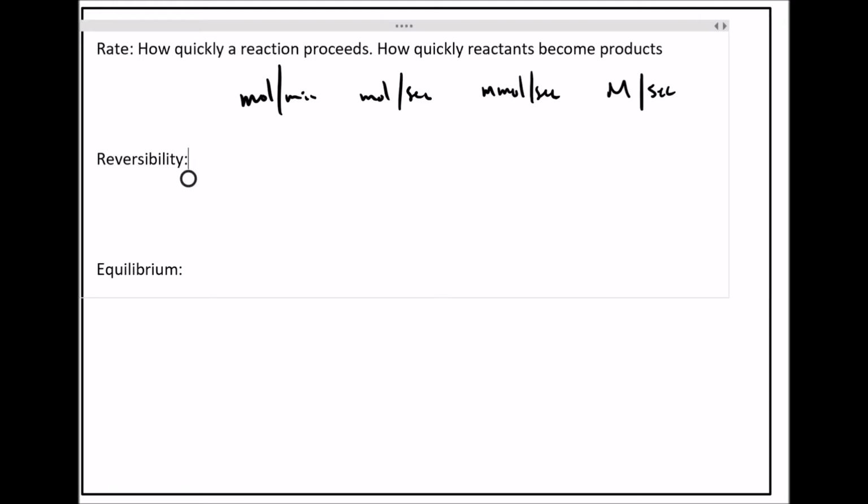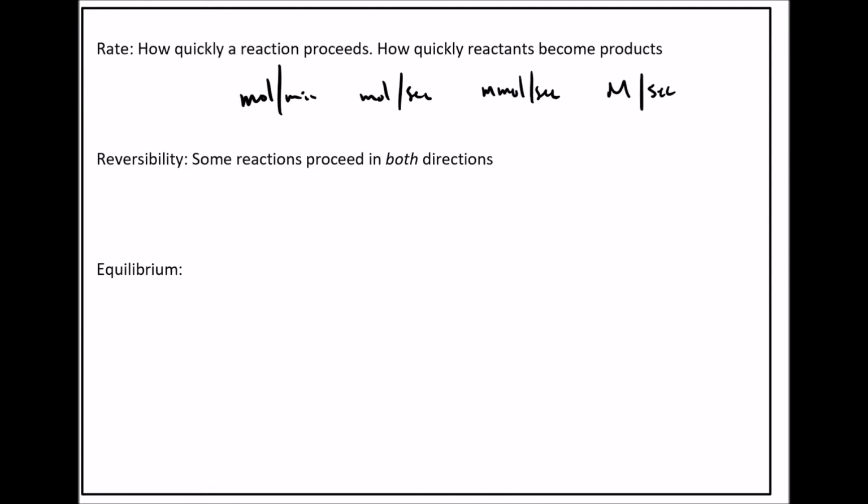The second term is reversibility. In general here, some reactions proceed in both directions. To best describe that, I'm going to give an example. Many reactions that we've studied proceed only in one direction. Consider the combustion of methane to form carbon dioxide and water. There, methane reacts with oxygen to form CO2 and H2O, but CO2 and H2O do not reform methane and oxygen.